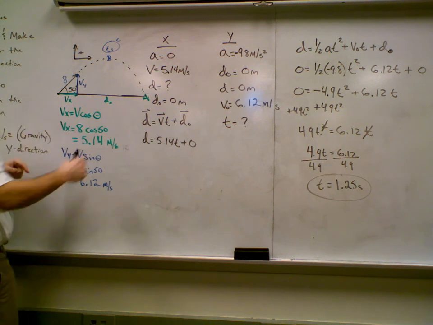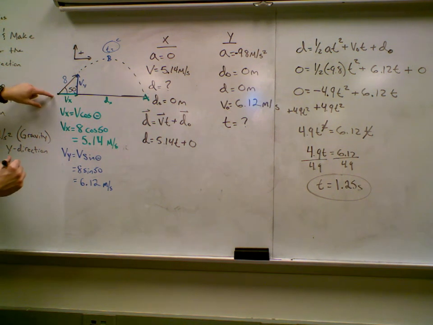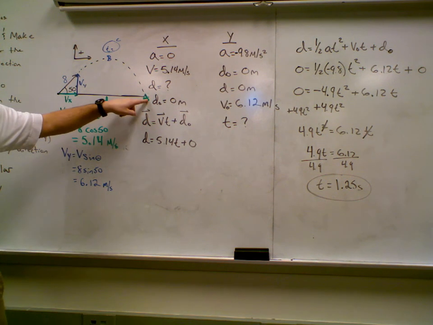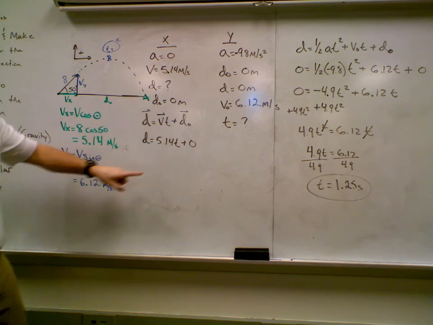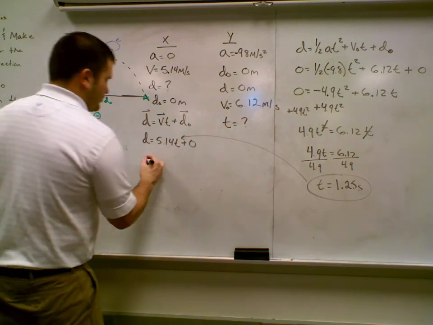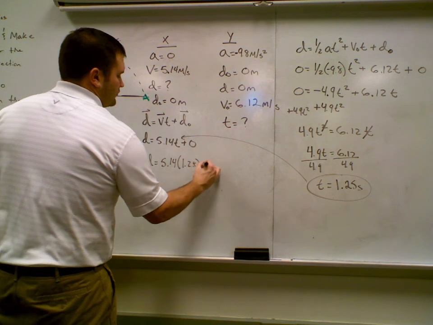So how long did it travel with a velocity of 5.14 meters per second before hitting the ground? How long? 1.25 seconds, right? Since it took 1.25 seconds for the tennis ball to go up and come back down, that means it has 1.25 seconds to go from where we started to that point right there. Does that make sense? So that means that this time right here is what? 1.25. Plug that in over there. Position equals 5.14 times 1.25.